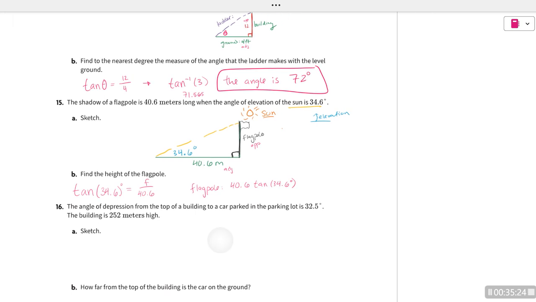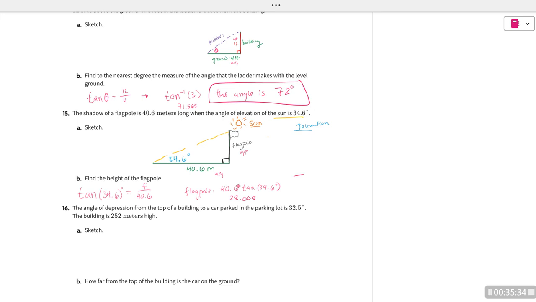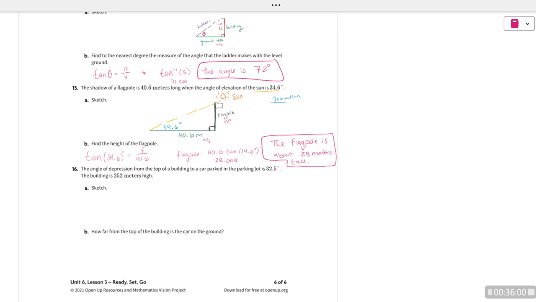That's going to give us about 28.008. So we've been rounding to the nearest whole number. So the flagpole is about 28 meters tall. There we go. There's question 15.